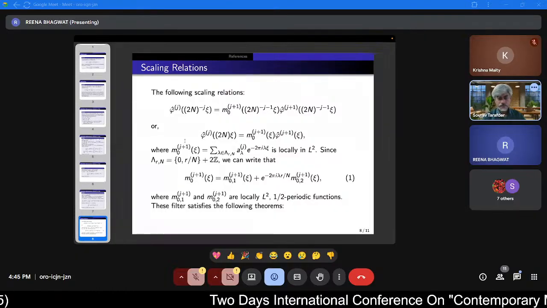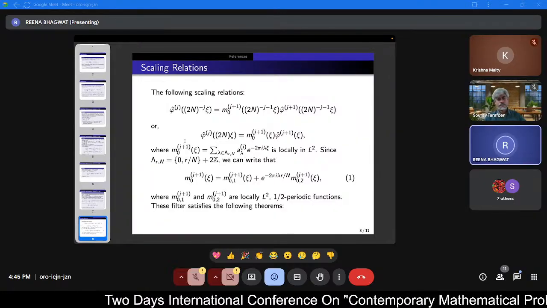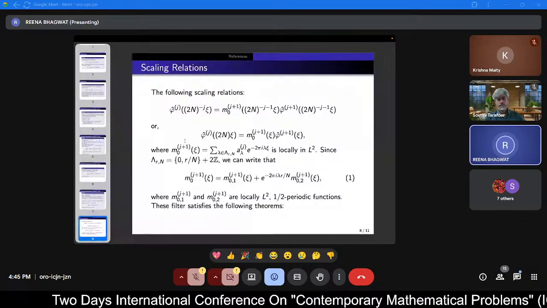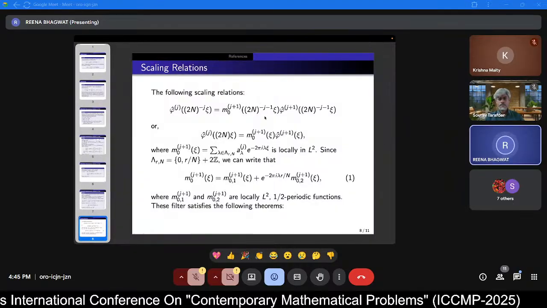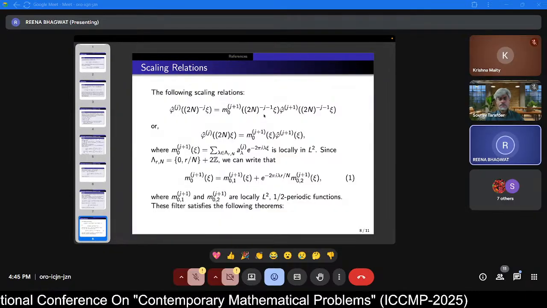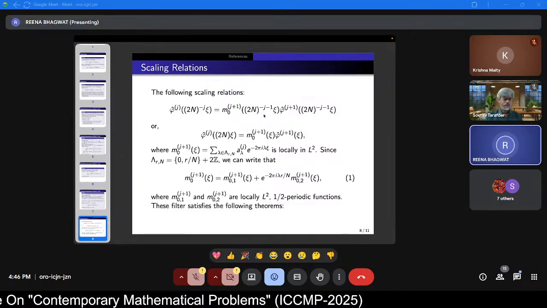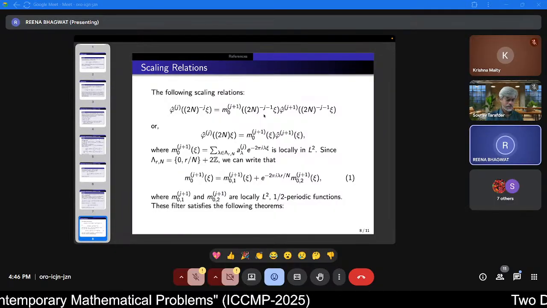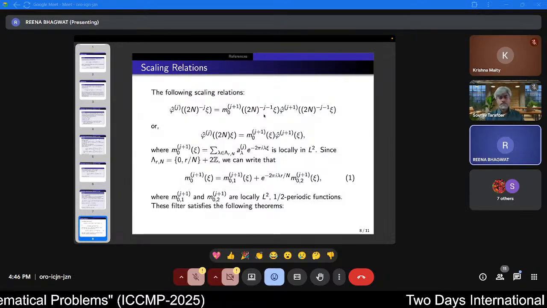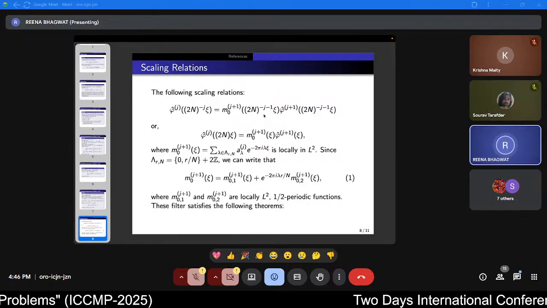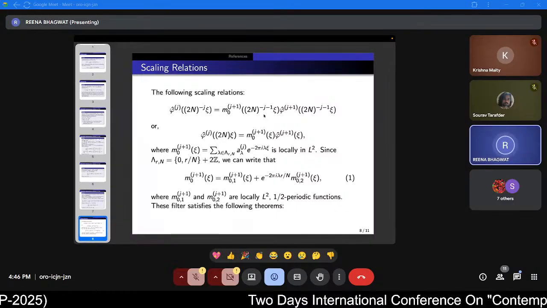Okay, thank you, sir. The following is the scaling relation. When we take the Fourier transform on both sides, the left hand side becomes this and the right hand side becomes this, and the coefficient m naught j plus 1 at n to the power minus j minus 1 xi is a filter. We call this the filter, where phi j is like this, m naught j plus 1 xi. So basically this is the coefficient of the Fourier transform, where m naught is locally in L2 space.